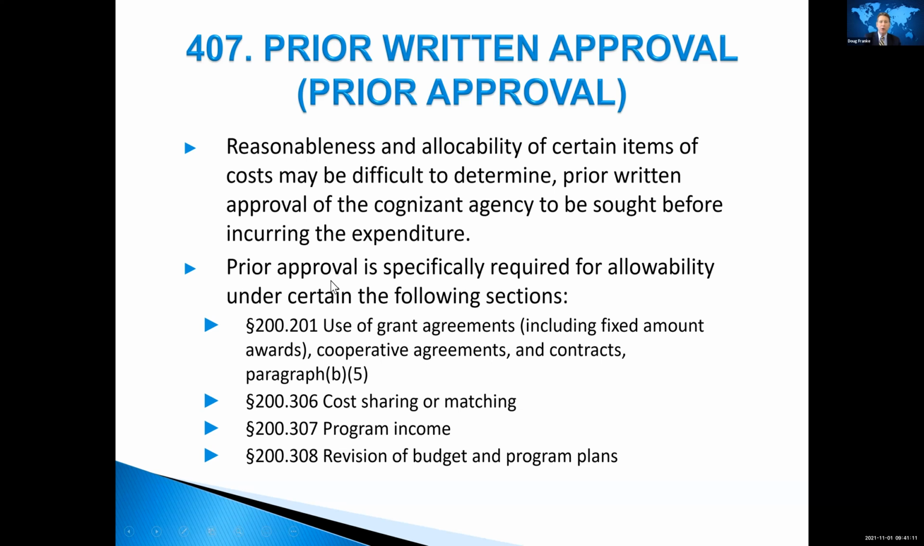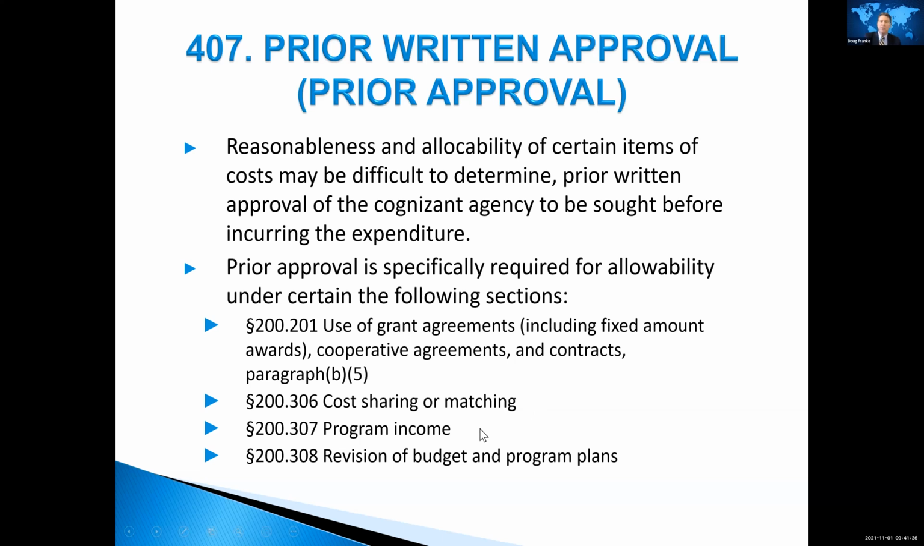We don't have time to go through them all, but they are numerical as they would be in the uniform guidance itself. So, fixed amount of awards or subawards: if a prime is going to have a subaward, that needs prior approval. For cost sharing, I'm not going to go through all of these, but you can go to 306 here, and we created a whole slide pack for cost sharing or matching. Some part of cost share needs prior approval.